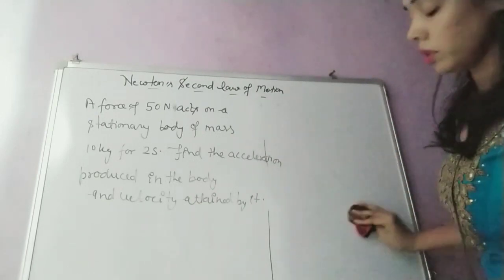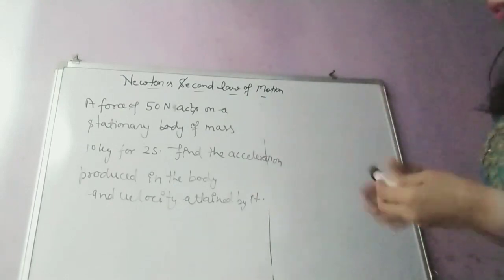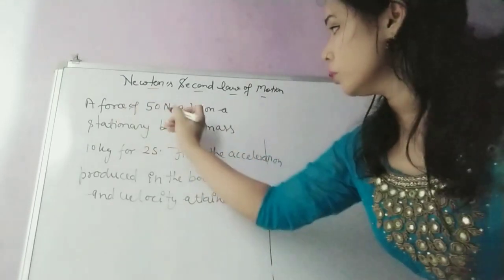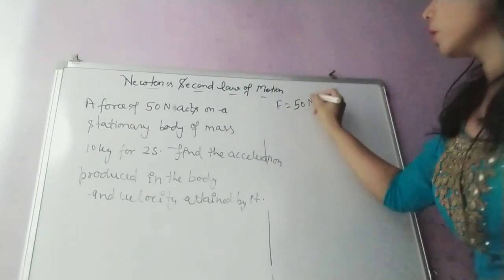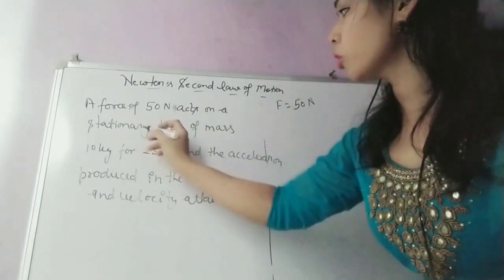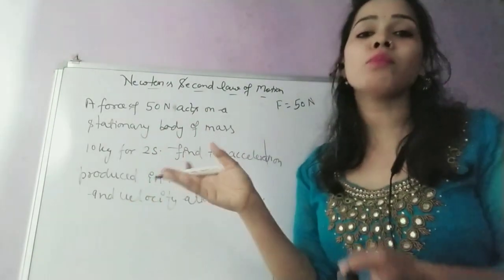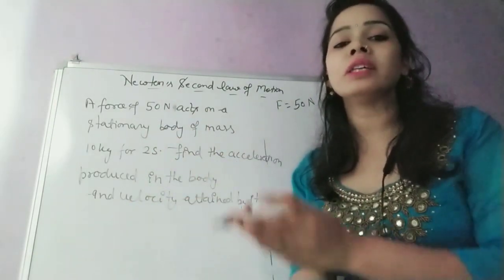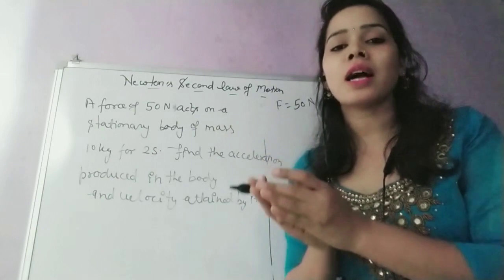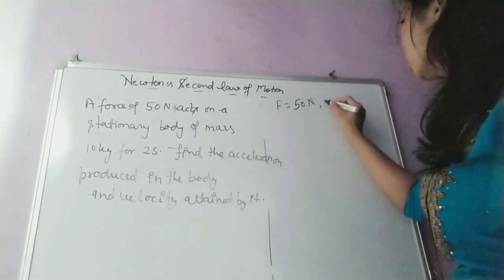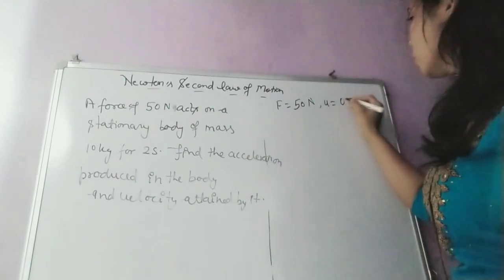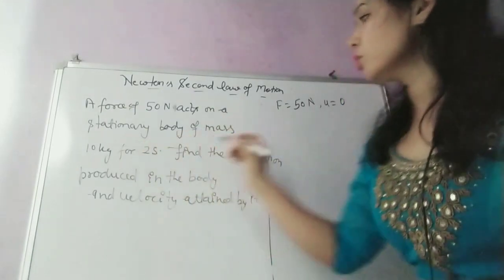So in the question given, a force of 50 Newton. So force is 50 Newton. Okay. Acts on a stationary body. Acts on a stationary body means what? Body was at rest. In starting, body was at rest. So u equals 0. Okay. And mass of 10 kg.